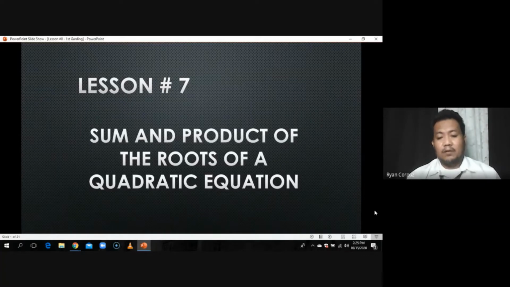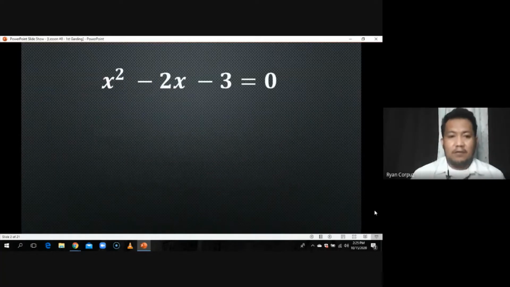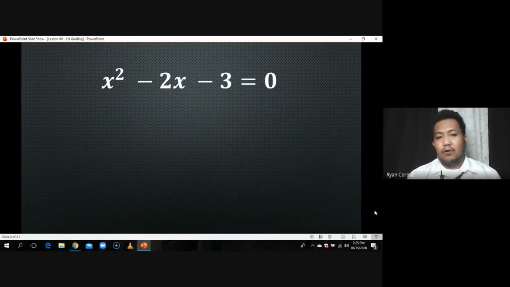So to start with, let's begin with this given equation. The equation given is x squared minus 2x minus 3 is equal to 0. So that is a quadratic equation. For us to find the sum and product of the roots of that quadratic equation, let us first find the solutions. Meaning, let us first solve the given quadratic equation using any method.